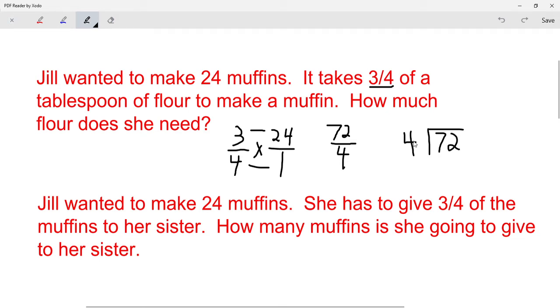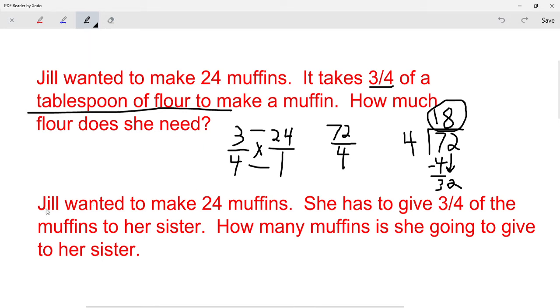And actually, in this case, it's a whole number. 4 goes into 7 one time. 1 times 4 is 4. I subtract. 7 minus 4 is 3. Then I bring the 2 down. 4 goes into 32 eight times. The answer is 18 tablespoons of flour is what you would need to make 24 muffins.